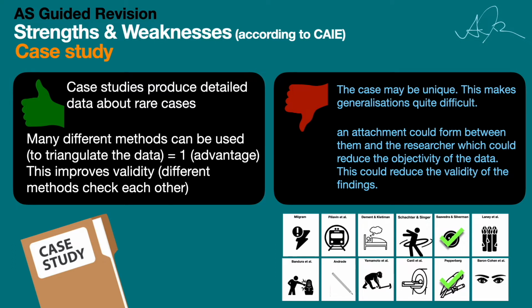And many methods are used when we run case studies usually. So therefore, we could have some sort of concurrent validity checks, or we triangulate the data. We have one piece of data trying to confirm another piece of data. So does the interview match the observation?